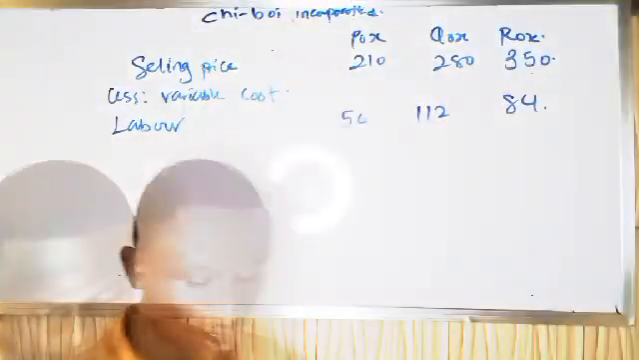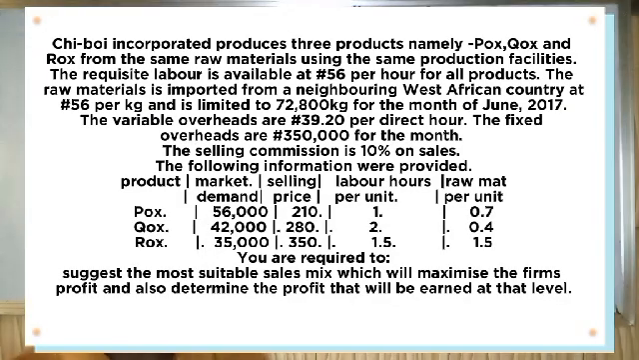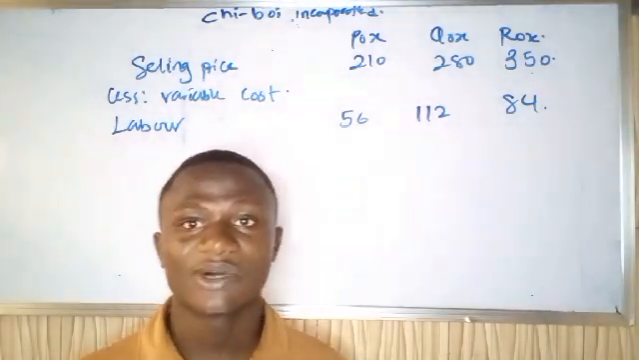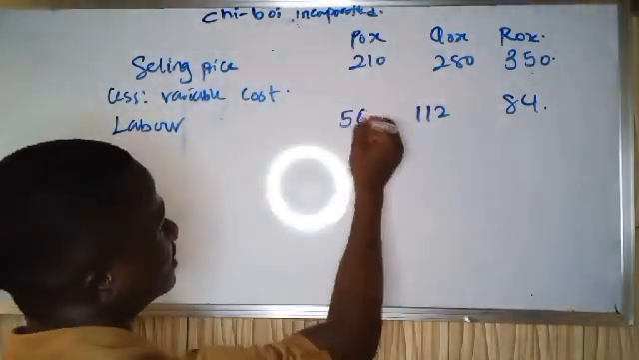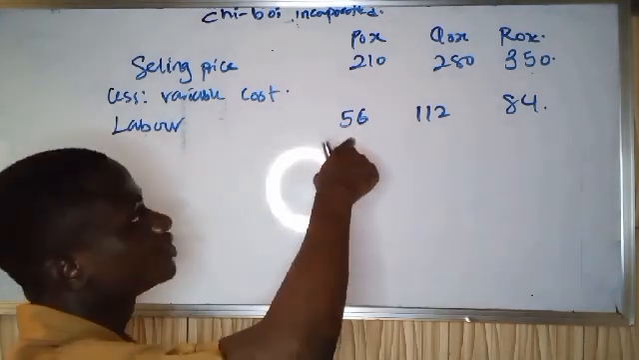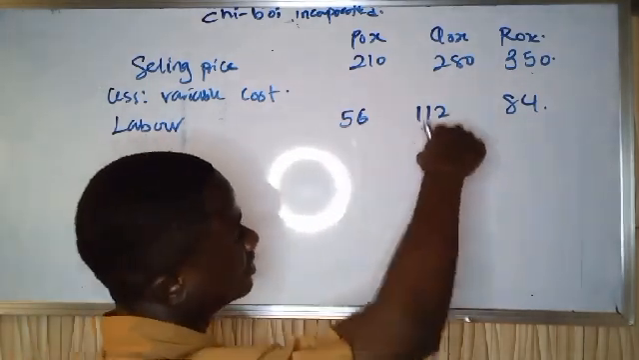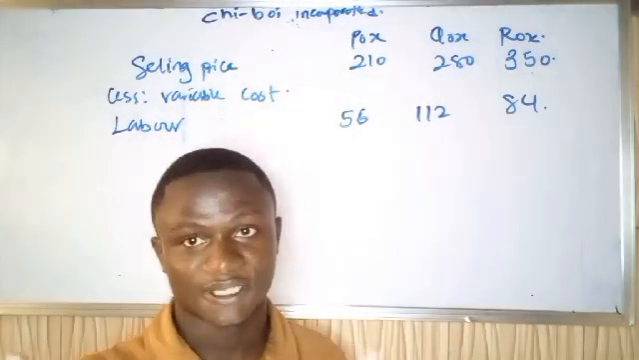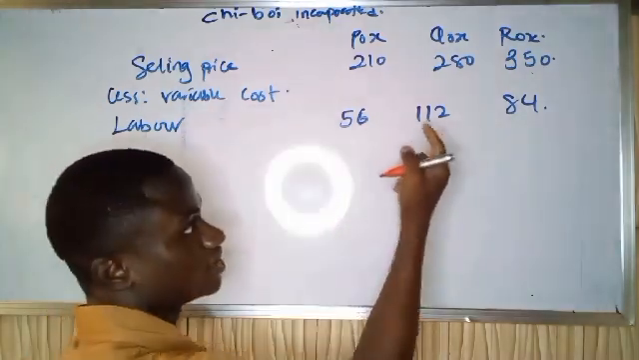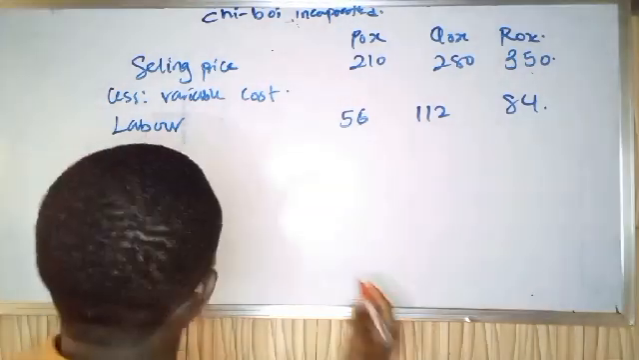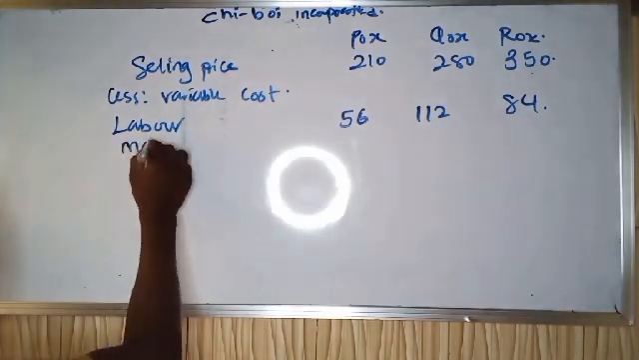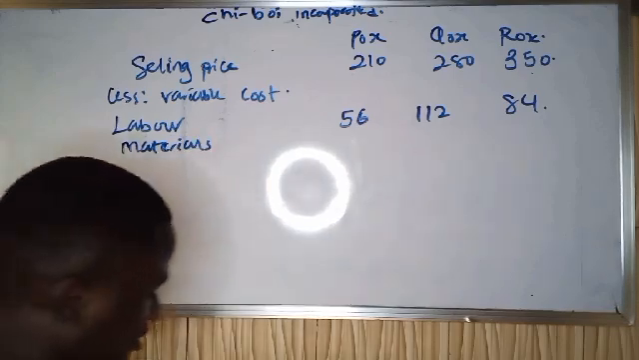If you continue, the raw materials are imported from a neighboring West African country at 56 naira per kg. So the raw materials we use in producing all these three goods cost 56 naira per 1 kg. The question is, how many kg does it take to produce each of these? Whatever kg it takes, we multiply it by 56 naira. So the raw materials are 56 naira per kg.